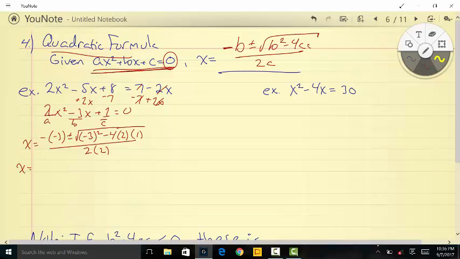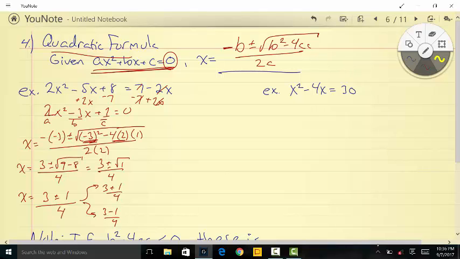So we get x is 3 plus or minus the square root. Negative 3 squared is 9, minus 4 times 2 is 8, all over 2 times 2 is 4. So we get 3 plus or minus the square root of 1 over 4. This gives us 3 plus or minus, well, the square root of 1 is 1, over 4. And then this would get split up into two equations, 3 plus 1 over 4, or 3 minus 1 over 4.